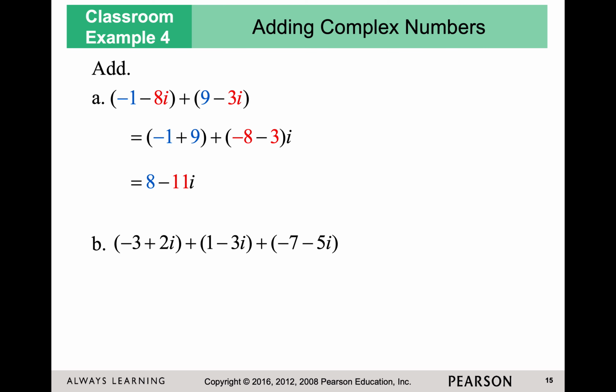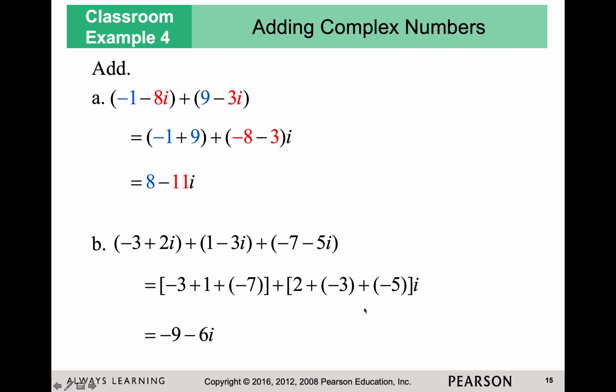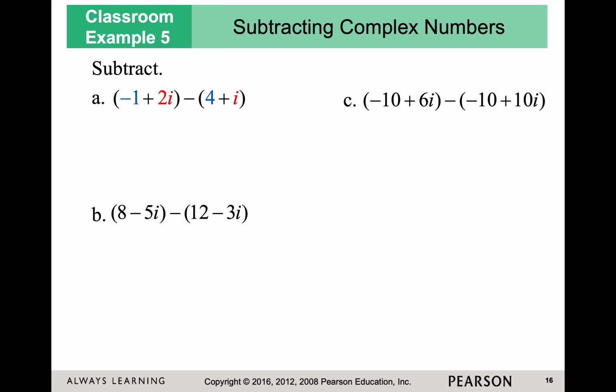So in part B, I can drop the parentheses. I can group all my terms together. So I have a -3, a 1, a -7. I'm combining all of those together. I have a 2, a -3, a -5. I'm combining all of those together to combine my like terms, and I get -9 minus 6i. This is just like combining like terms with x's.